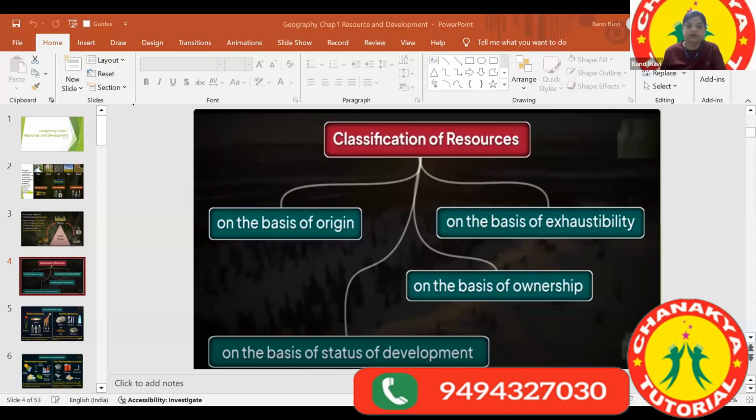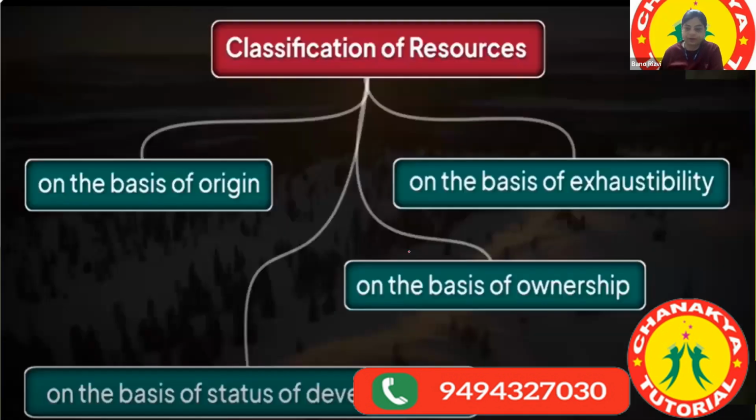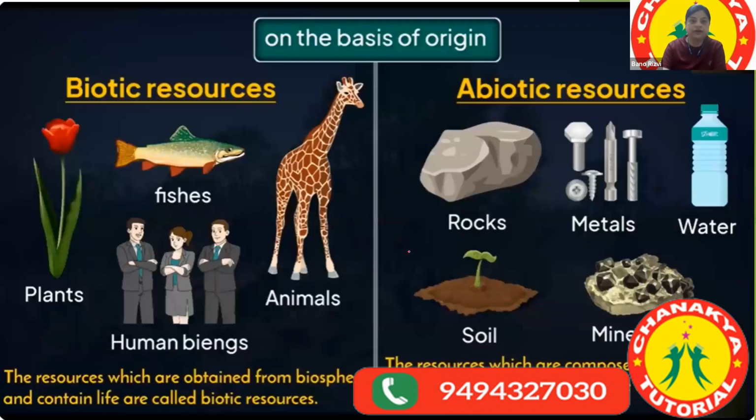Okay, so we have the classification of resources, that is on the basis of origin, on the basis of accessibility, on the basis of ownership, on the basis of status of development. Okay, so first we are going to do on the basis of origin. Here we have two types: biotic resources and abiotic resources. So here, what is the example?